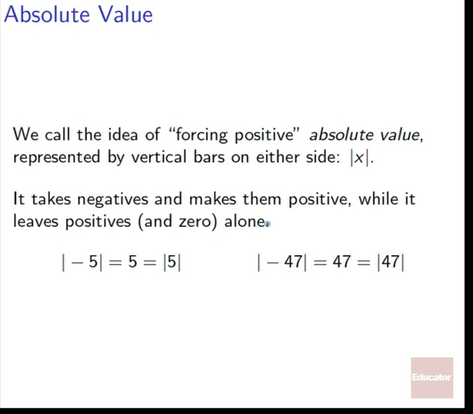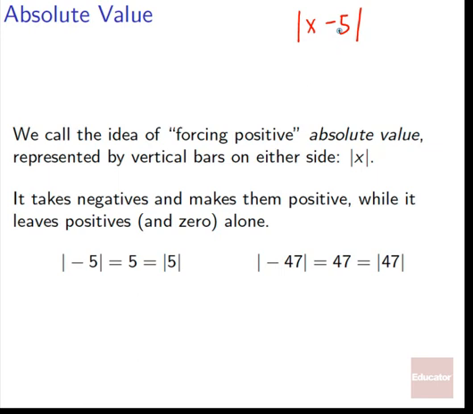We call this idea of forcing positive, making something always come out as positive, absolute value. It's represented by vertical bars on either side. So whatever we want to take the absolute value of, we just put inside two vertical bars. We could have something like x minus 5, and whatever comes out after we plug in x, we would take its absolute value. We would force positiveness. It's going to take negatives and make them positive, and it will take positives and not do anything. Also, 0 won't do anything.